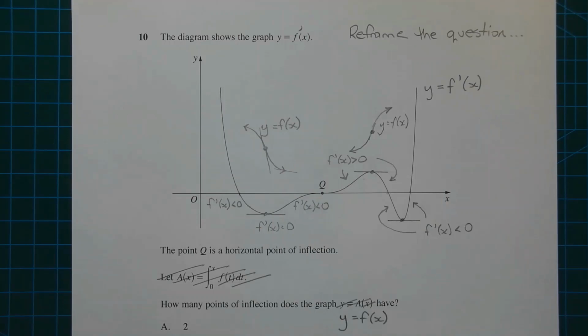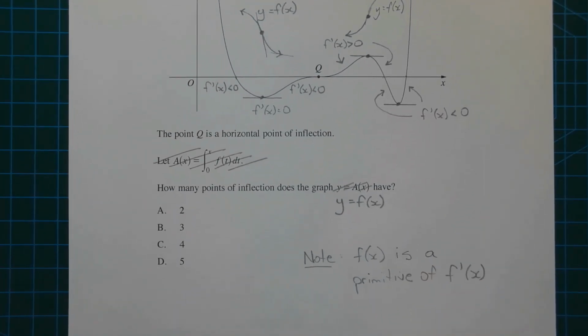Let's reframe the question so we are not making direct reference to the integral here. In other words, let's make it in terms of f of x and f dash of x rather than f of x and the integral of f of x. The diagram shows the graph y equals f dash of x. The point Q is a horizontal point of inflection. How many points of inflection does the graph y equals f of x have?